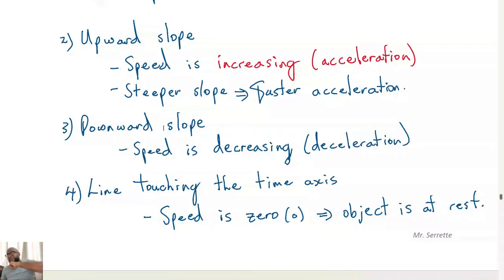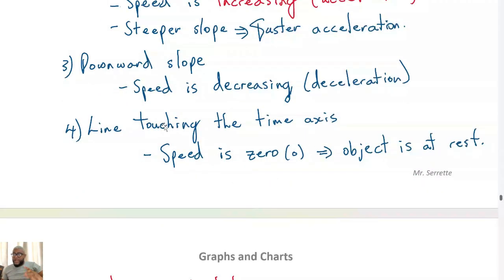A downward slope means deceleration. It's like your speed is coming to zero. You're decelerating, okay? A line touching the time axis means speed is zero. The object is at rest. It is not moving, right?